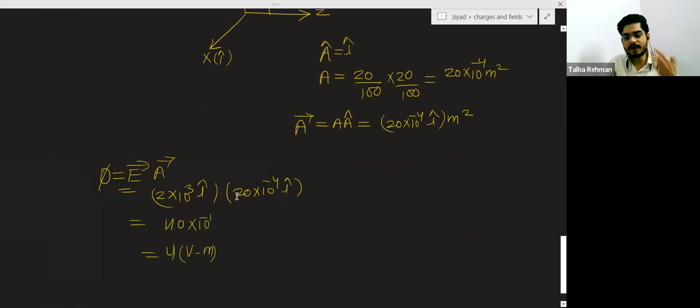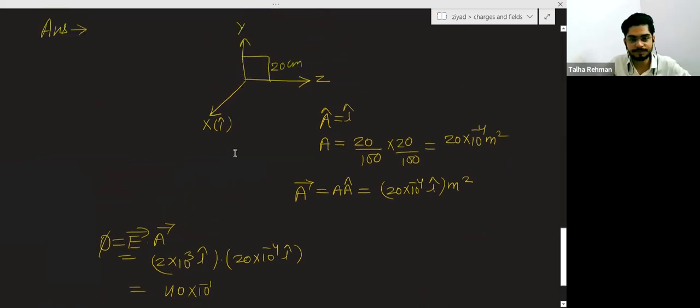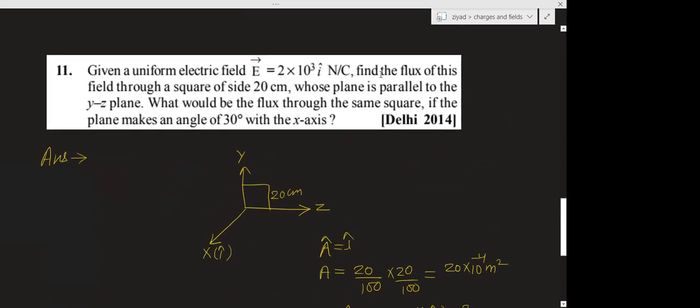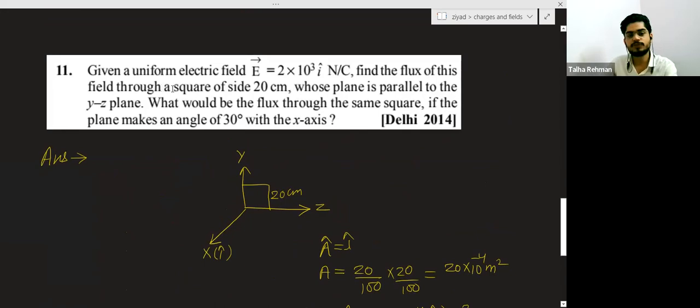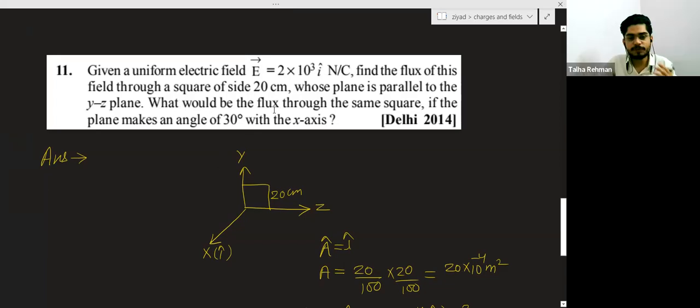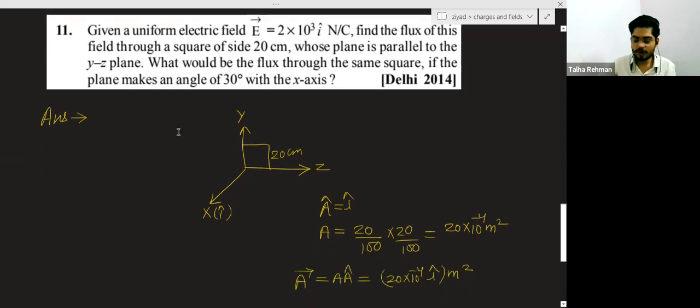One more part is given in this question. The first part of this question is completed, where they asked to find the flux of this field through the square of side 20 centimeter whose plane is parallel to the YZ plane. Now they are saying, what will be the flux through the same square if the plane makes an angle of 30 degrees with the x-axis?